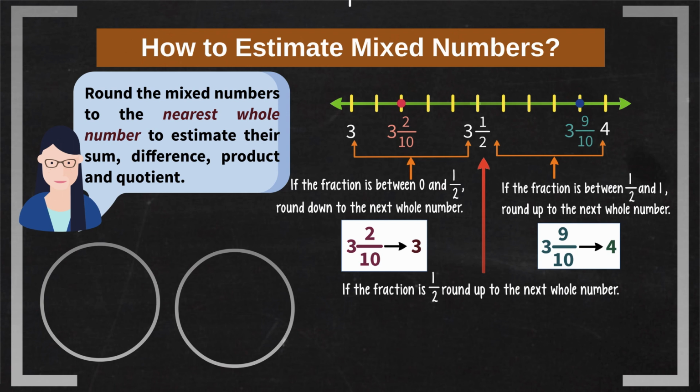If the fraction is exactly 1/2, we also round up to the next whole number. Say we have 3 1/2. It will become 4 when rounded. Let's apply what we learned and solve some examples.